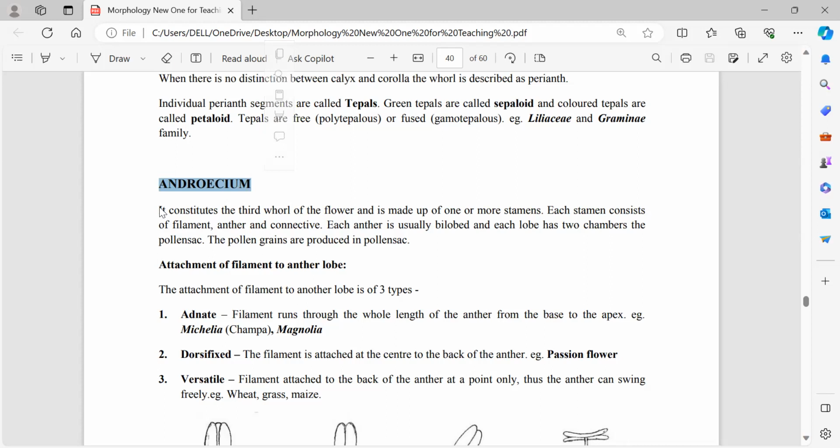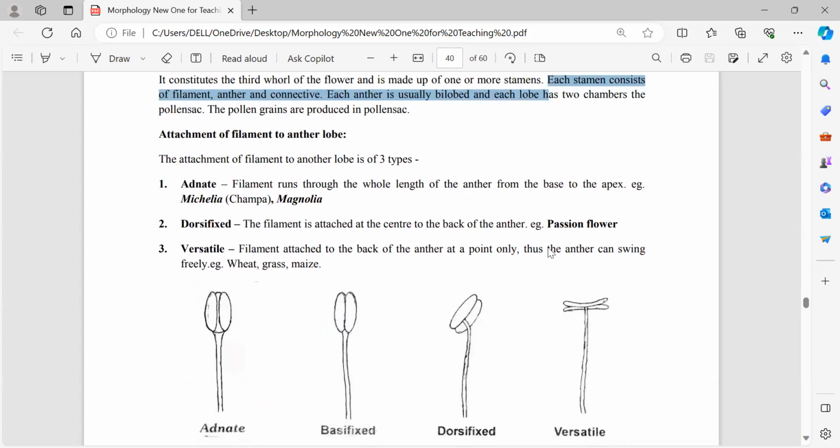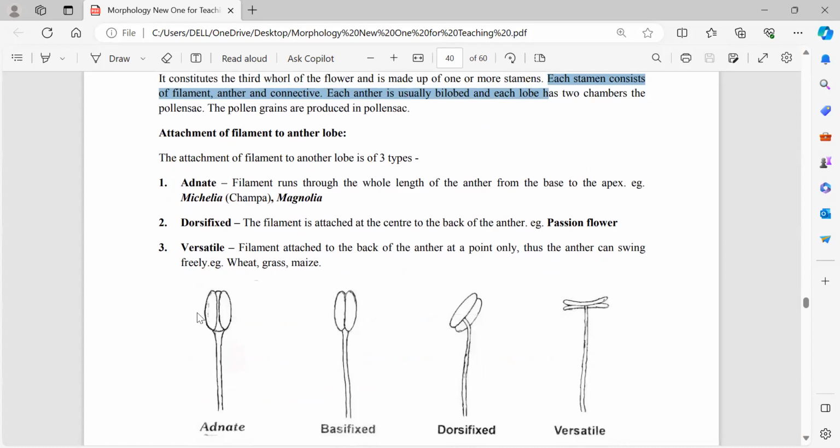When we talk about the androecium, it constitutes the third whorl of a flower, and it's made up of one or more stamens. And each stamen consists of filament, anther, and connective. For example, this is the androecium, this is a stamen, and this stamen has these parts. This part is called the filament. The upper part is called the anther portion. As such, the filament is continuing into the anther.